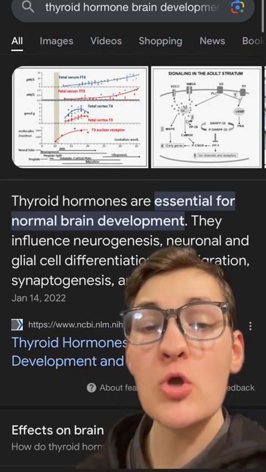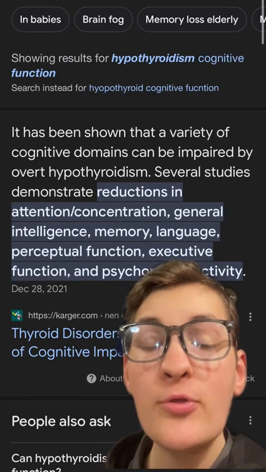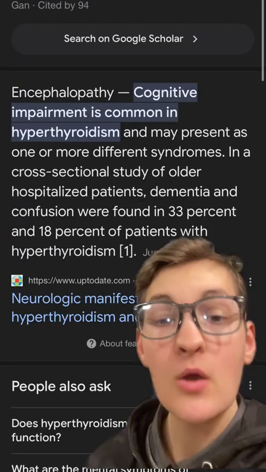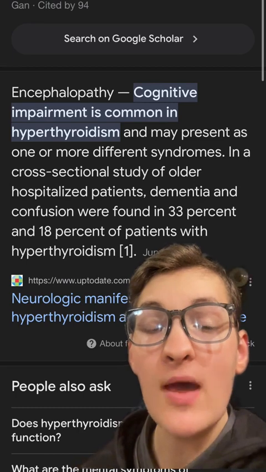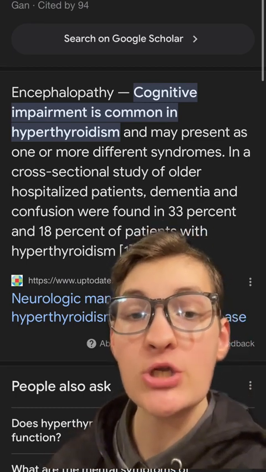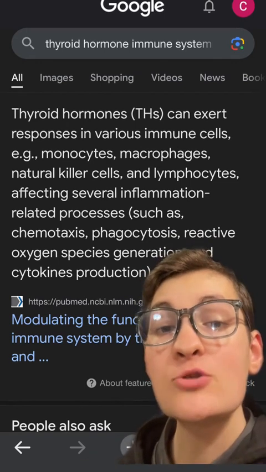The thyroid hormones also appear to be essential for normal brain development, and patients with hypothyroidism may have alterations in memory, language, and cognitive function. With that being said, patients with hyperthyroidism may also develop cognitive abnormalities due to rapidly increasing the rate at which the brain is aging.